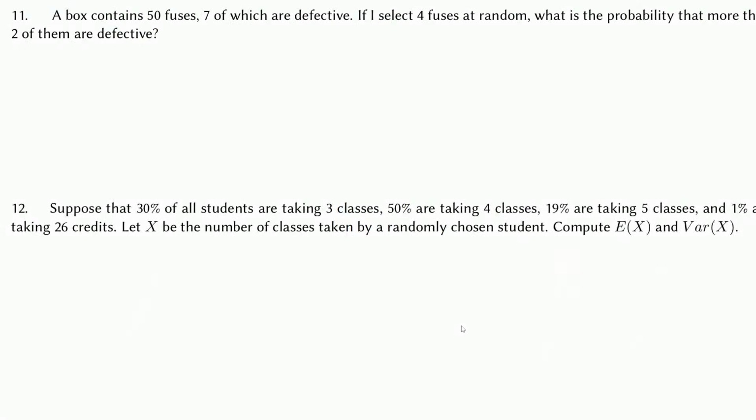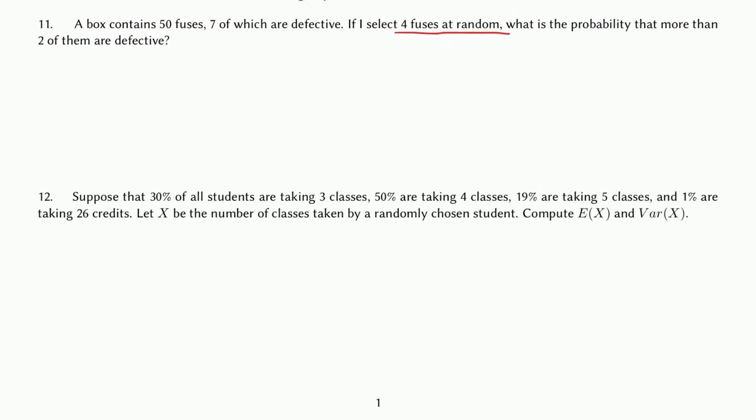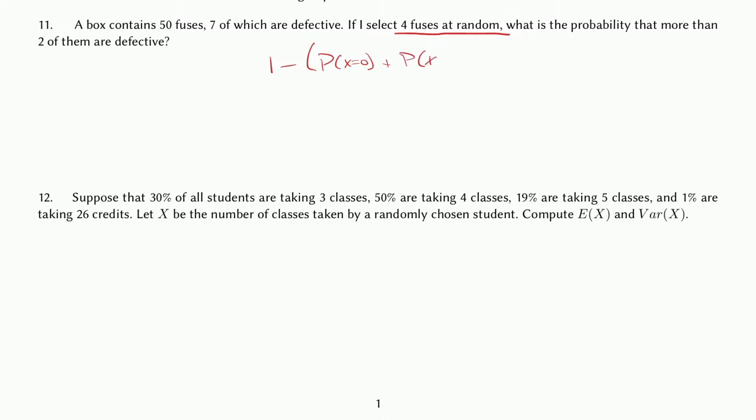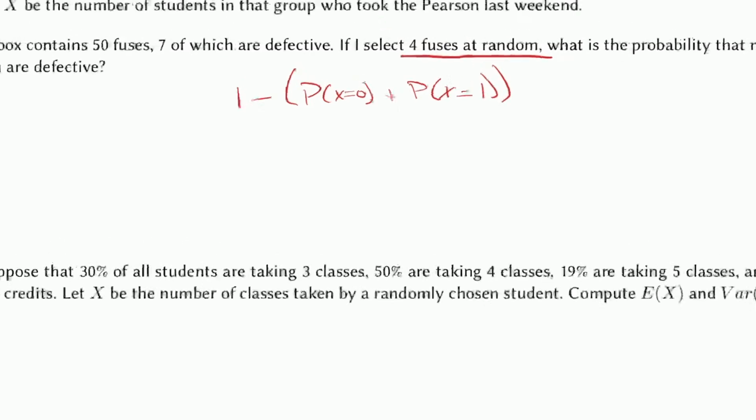But anyway, let's get back here. This is hypergeometric, but do we care? We really don't. All I care about is answering this problem. I'm selecting 4 fuses at random. What's the probability that more than 2 of them are defective? That's a hard question to answer directly, so I'm going to do 1 minus the probability that none of them are defective, plus the probability that 1 of them is defective. That's going to be a lot easier. You should expect to have to do that quite a bit. It's so useful. It's hard to avoid that particular theorem, the idea of doing 1 minus the opposite.